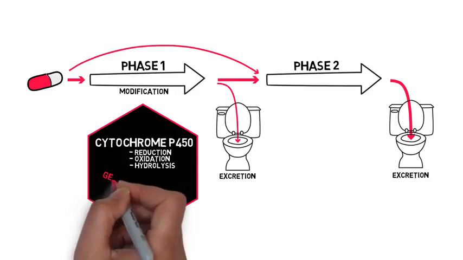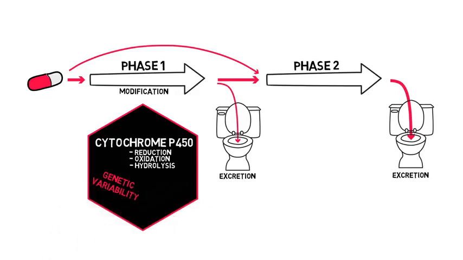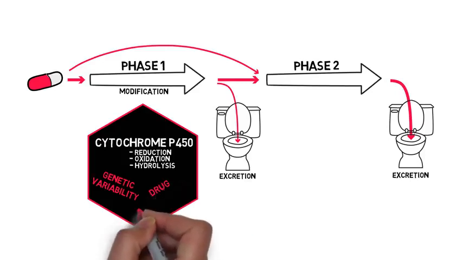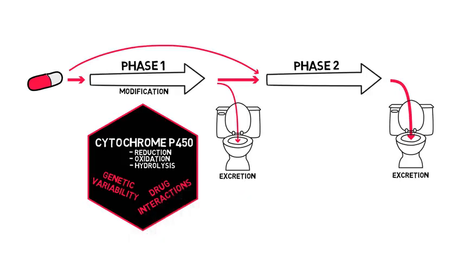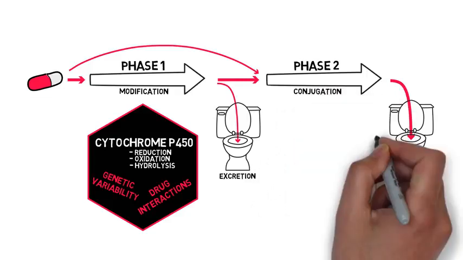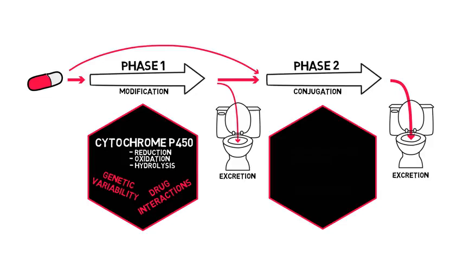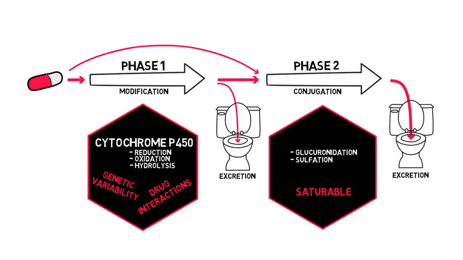Pharmacokinetically, it is of interest because there is great genetic variability in the expression of these enzymes, and more importantly, it is involved in drug interactions because these enzymes can be induced or inhibited. Phase 2 consists of conjugation reactions, making the drug more water-soluble so that it can be excreted. Phase 2 reactions can be saturated, which is an important concept in toxicokinetics.